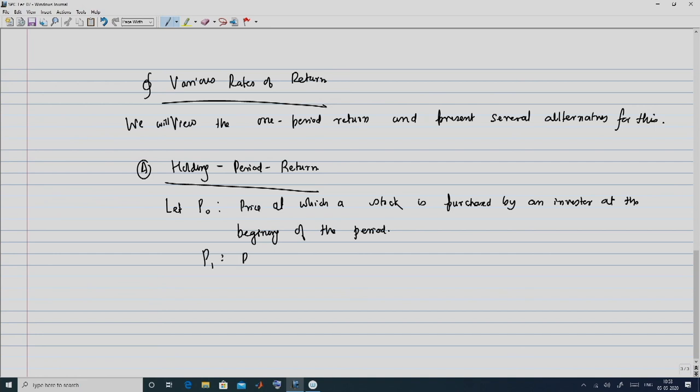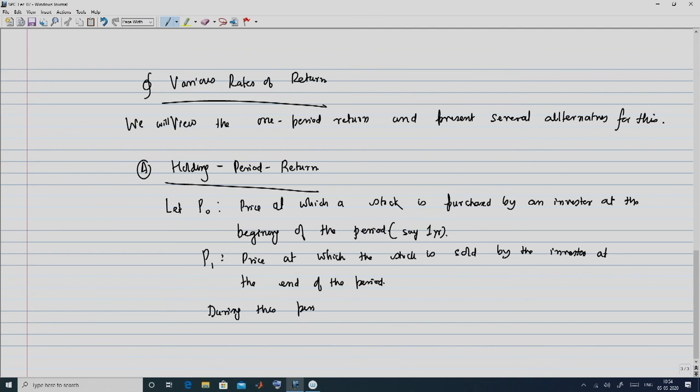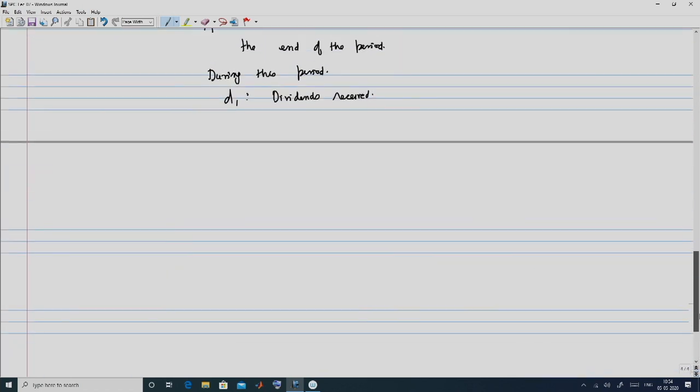Then let P1 be the price at which the stock is sold by the investor at the end of the period. And this period could be, for example, say 1 year. Now, during this period, what is D1 going to be? It is going to be dividends received. Okay, so basically these are the cash transactions that happen during the holding period.